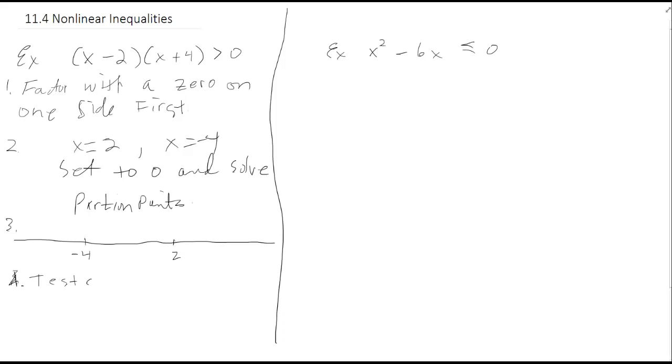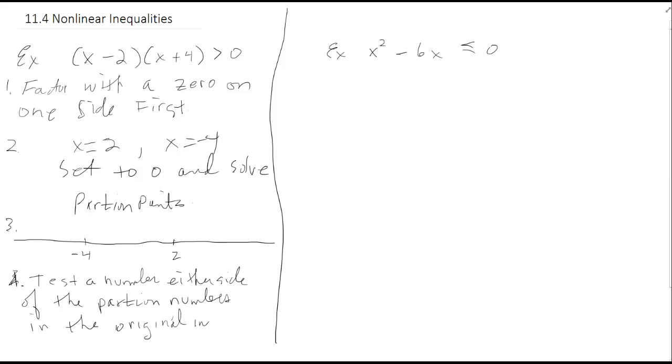Test a number either side of the partition numbers in the original inequality. This way, maybe you'll catch a mistake that you might have made. So now I'm going to get rid of this one here. We'll come back to this one later. So I'm going to do the testing now.